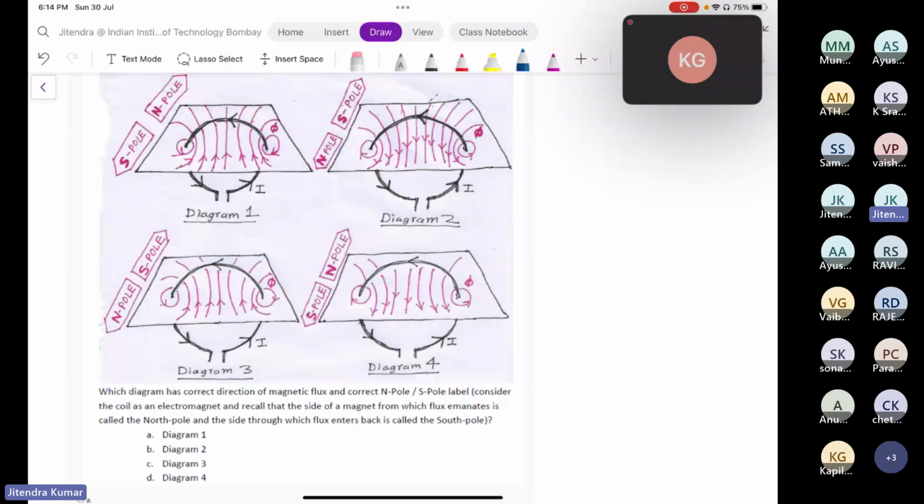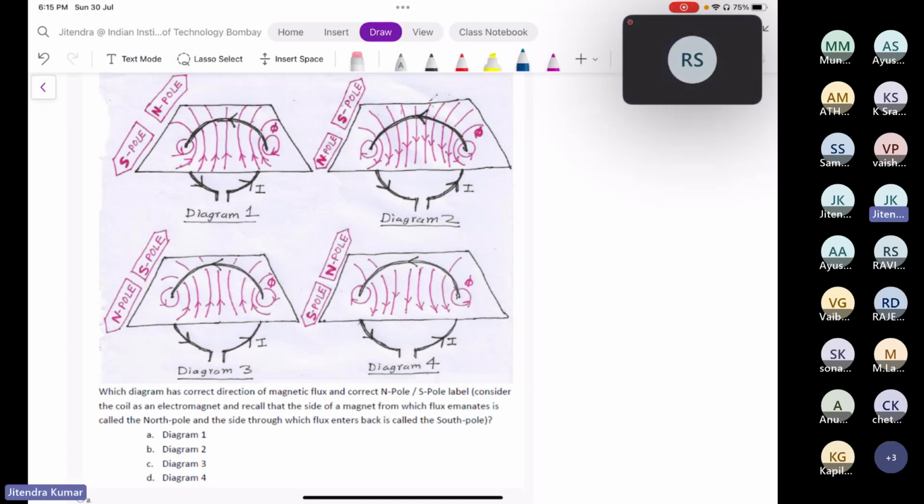Magnetic lines are created from the North Pole outside the area and enter the South Pole, and on the inner side the flux passes from the South Pole towards the North Pole. The magnetic flux is created from the North Pole outside the area, from the North Pole to the South Pole.